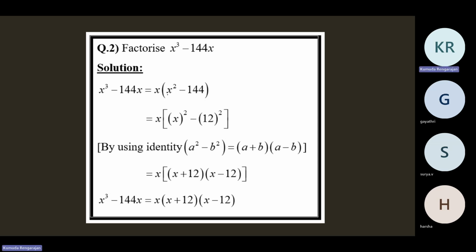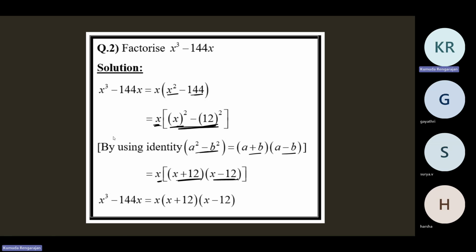So now this is of the form a squared minus b squared. X the whole square minus 12 the whole square. So of the form a square minus b square, which can be factorized as a plus b into a minus b. So x, write it as it is. A square minus b square is a plus b into a minus b. That's it.